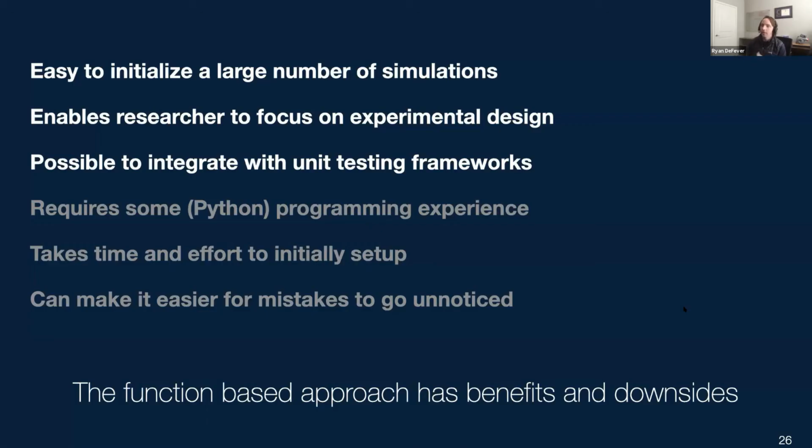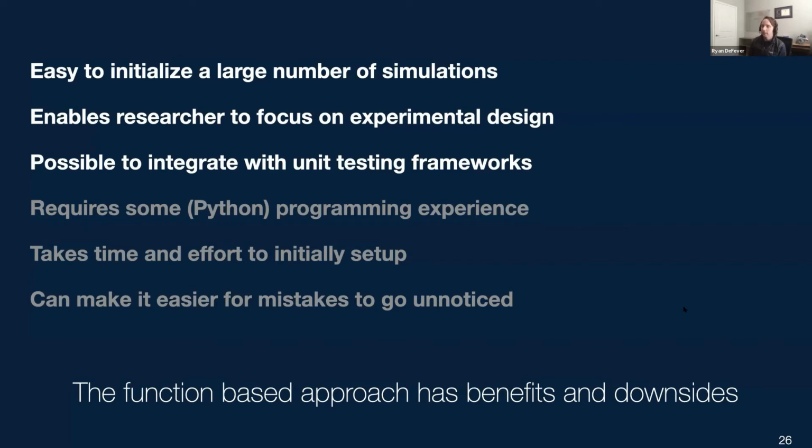So of course, this has its pros and its cons. The benefits: it makes it really easy to initialize a large number of simulations. It lets the researcher focus on the experimental design more than on the nitty-gritty every time. They can step back and think a little more broadly about what experiment they're trying to run. And it makes it possible to integrate this with unit testing frameworks. All these functions are in Python, and there are unit testing frameworks you can use in Python to validate that the behavior of the function is what you expect.